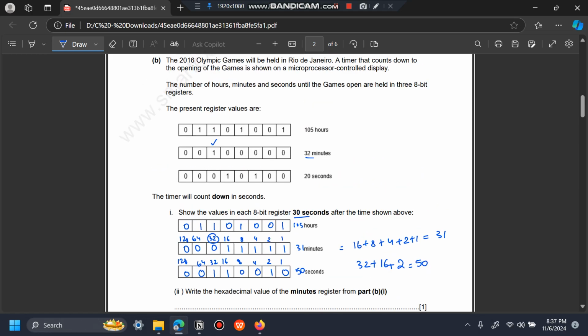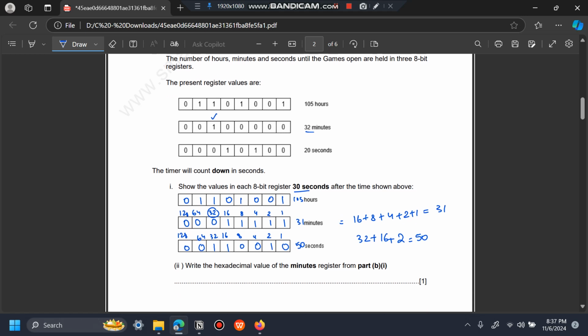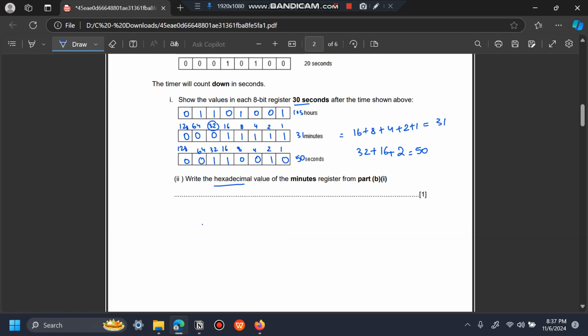B part two says write the hexadecimal value of the minutes register from part B1, and we can already tell. Okay, now we have to give the minutes of the register in hexadecimal values; we had 31 minutes. We now have to represent 31 in hexadecimal, so we can use its nibbles.